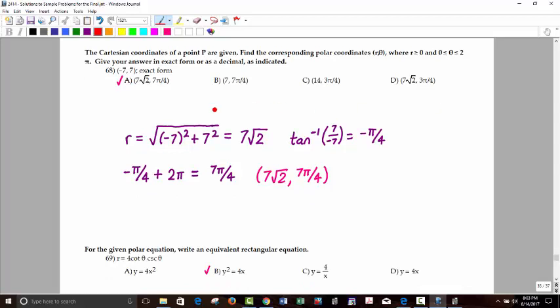Once again, from your formula sheet, you would have that x squared plus y squared equals r squared, which means r equals the square root of x squared plus y squared. So negative 7 squared plus 7 squared, that's the square root of 98, which simplifies to 7 times the square root of 2. And then for theta, theta equals tan inverse of y over x. If you do this in a calculator, I think the way to do it is in degree mode and then convert to radians, because the decimal radians aren't so obvious.